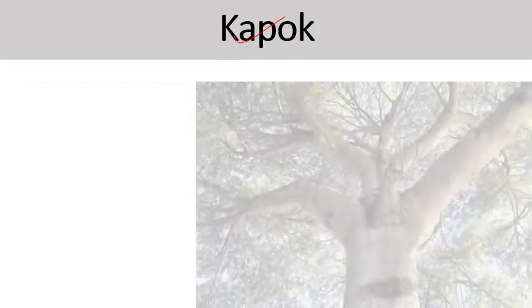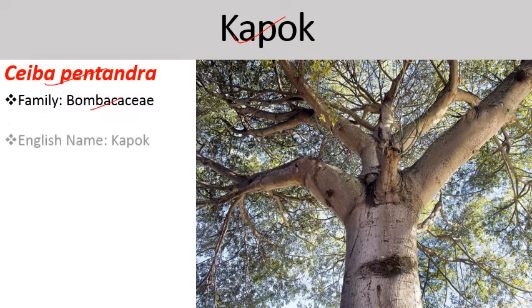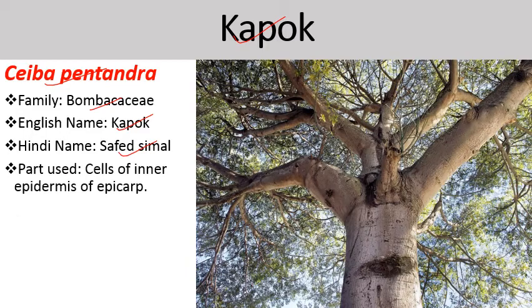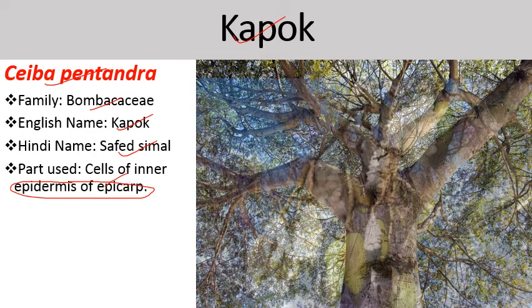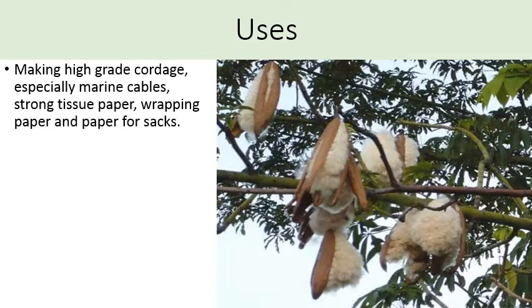Then comes kapok. This fiber is obtained from Ceiba pentandra. Family is Bombacaceae. English name is kapok. Hindi name is Safed Simal. Part used: cells of inner epidermis of epicarp. So these fibers are used for manufacturing of various items. Its uses: it is used in making high-grade cordage, especially marine cables, strong tissue paper, wrapping paper, and paper.